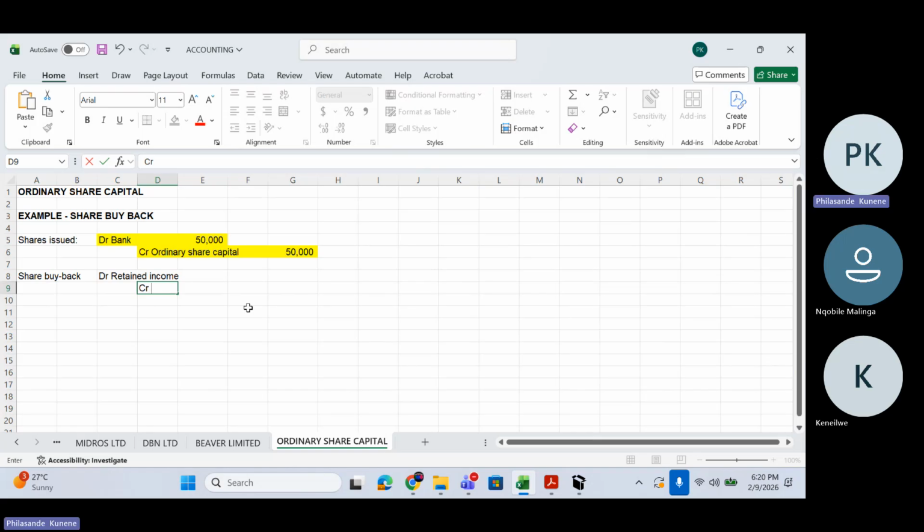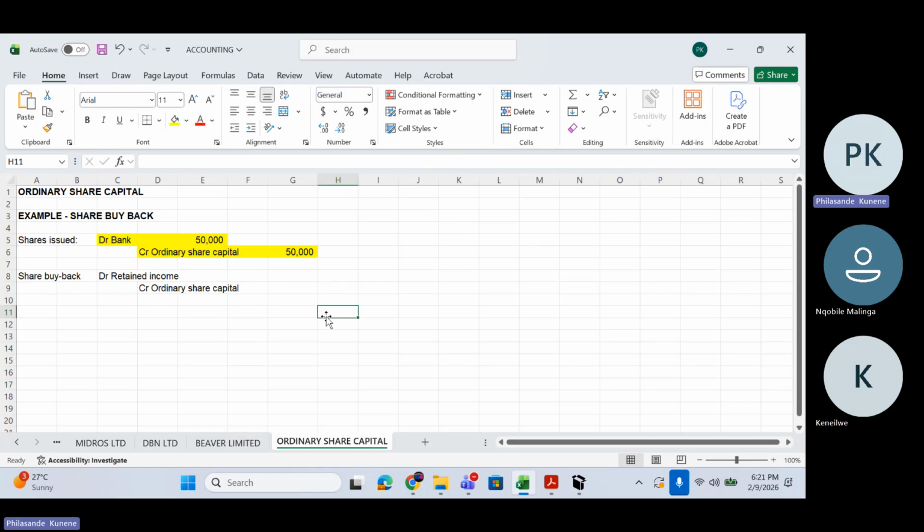Okay, you said I'm debiting retained income and crediting what? Ordinary share capital. Okay, why am I crediting ordinary share capital? I don't know, double entry. Isn't it like the golden rule or something? Yeah, I understand that part, but I'm not entirely sure why I'm saying credit ordinary share capital. I wanted us to make this simple. Let's not complicate it.